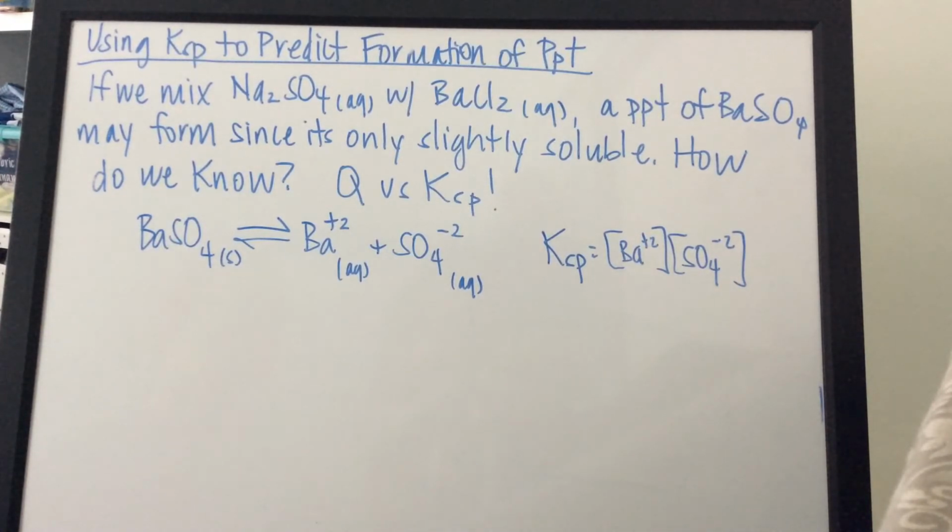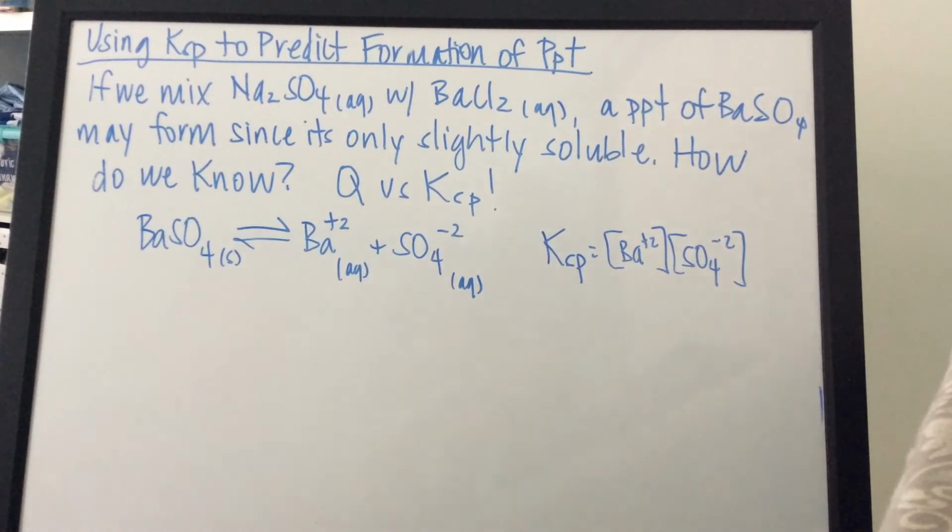So the idea here is, say we had two aqueous solutions, sodium sulfate and barium chloride. And we know that if we mix those together, we form barium sulfate, which is a slightly soluble salt. So the question here is, how do we know if the barium sulfate will precipitate or not in this case? It's possible that the barium sulfate would precipitate, but it's also possible that it would not. We know that it's slightly soluble. So the question is, how do we determine that?